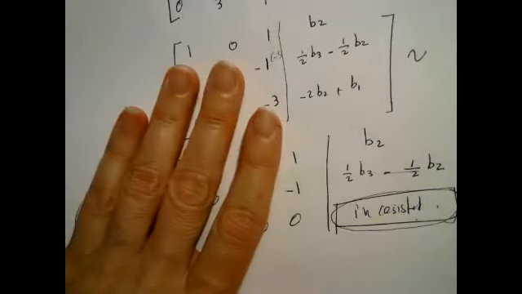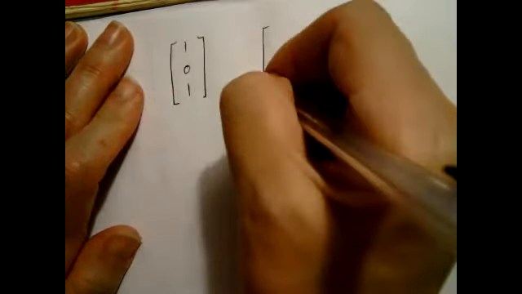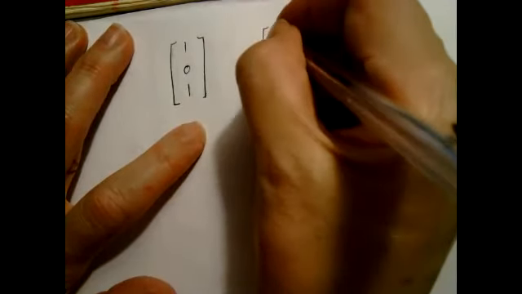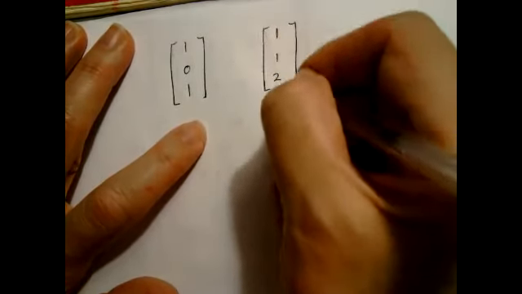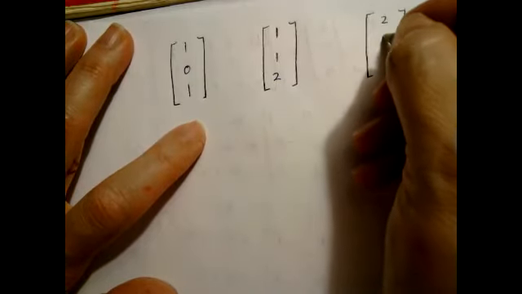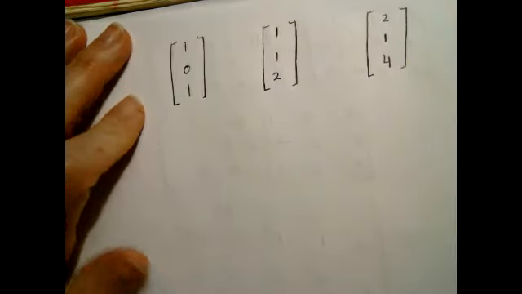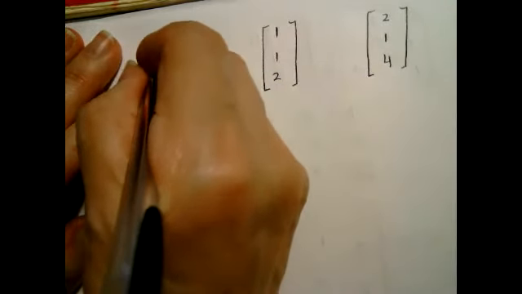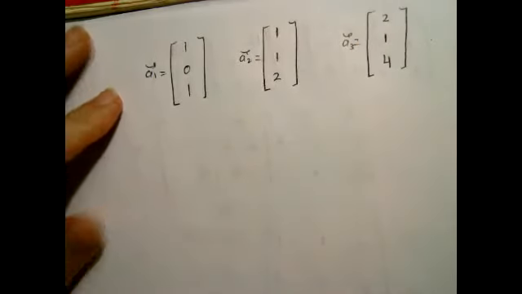Let me give you a scenario. Let me change the scenario, and that's easy. Suppose I take the following vectors: 1, 0, 1; 1, 1, 2; and I'm going to take a third vector. That's my A1, that's my A2, and that's my A3. All right, I made up those vectors.